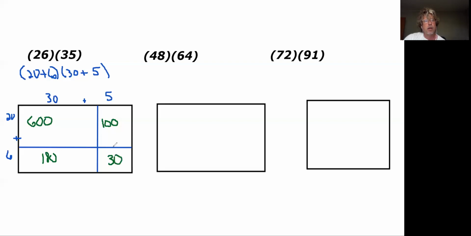To find the total area, what I could do is just add all the rectangles together. I'm going to do it 2 by 2. So I'm going to go 600 plus 100 and get 700. And then this 180 plus this 30, that's going to be 210. And then those partials come together to be the total area, which is going to be 910.